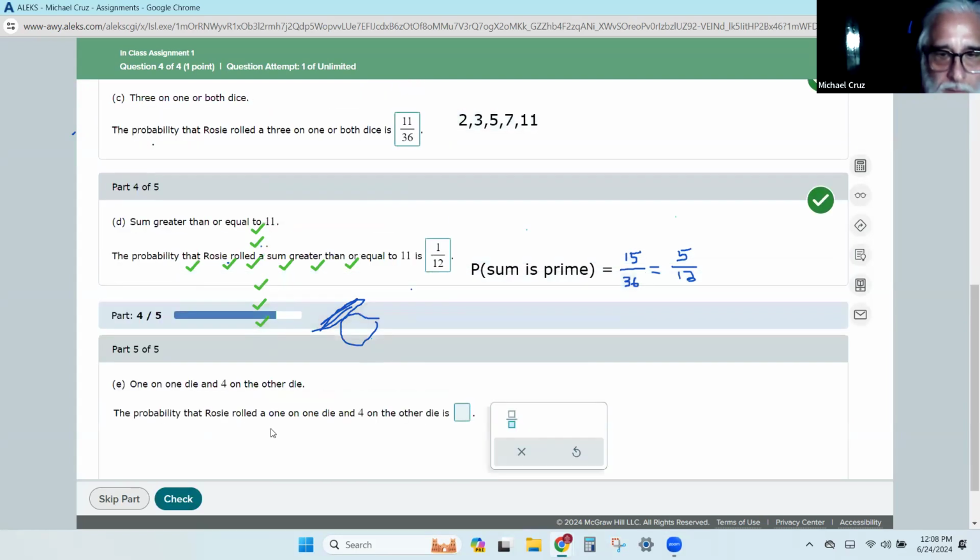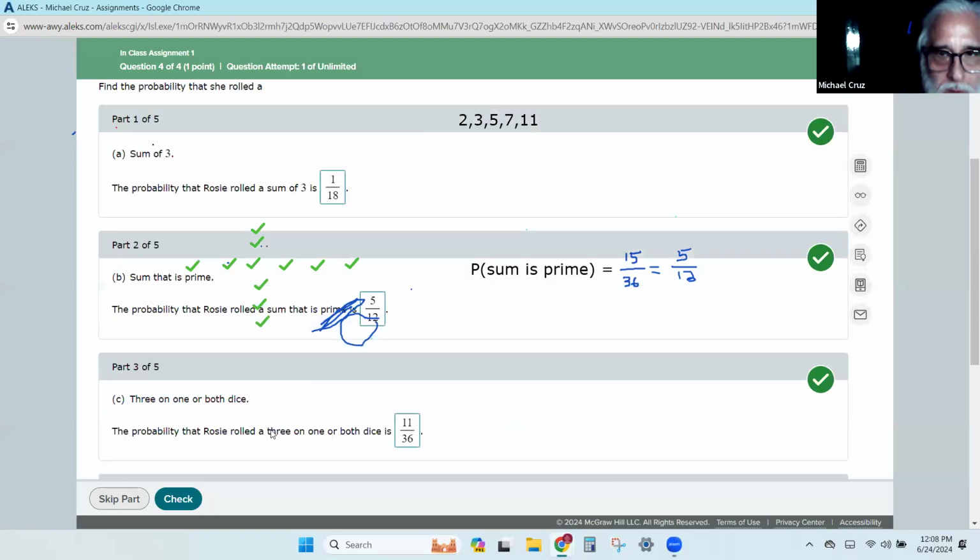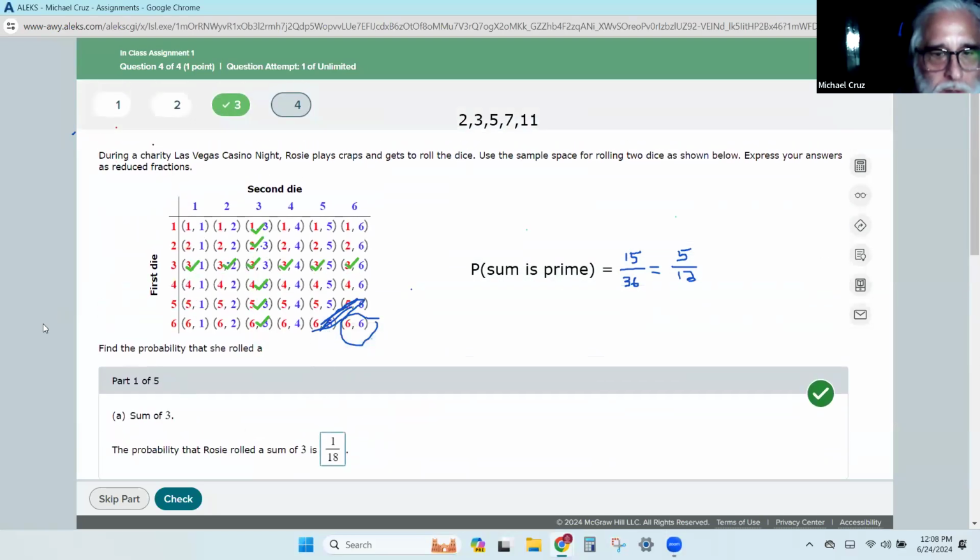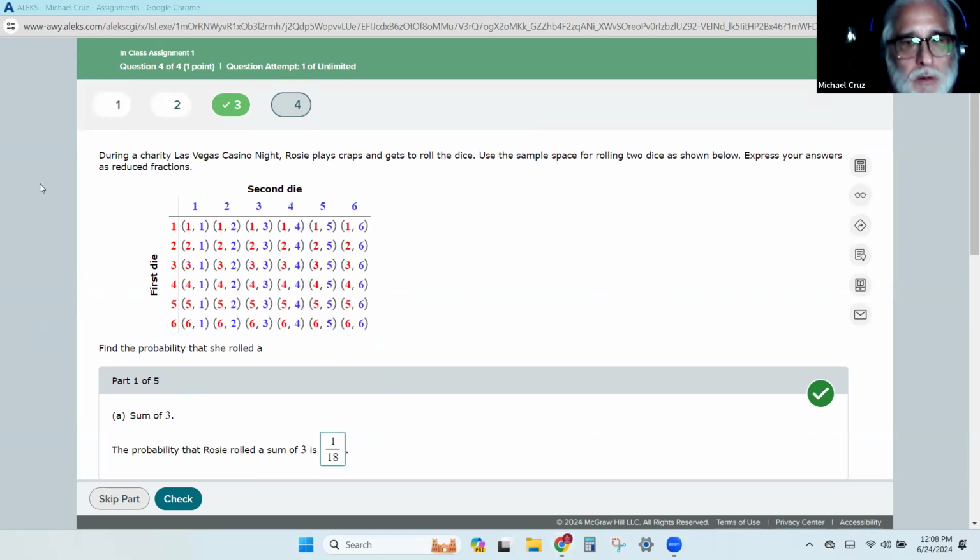One on one die and 4 on the other. All right, 1 on one die and 4 on the other.